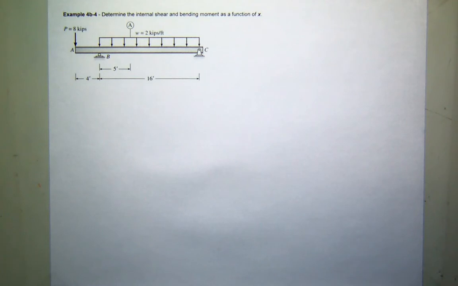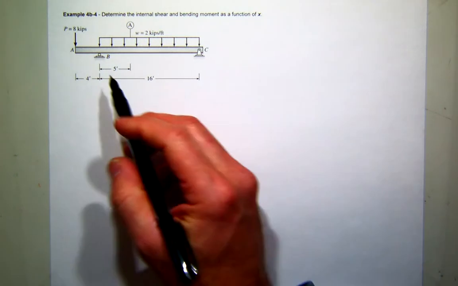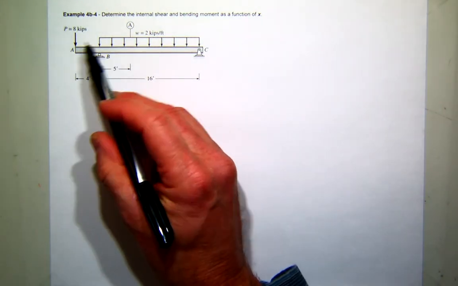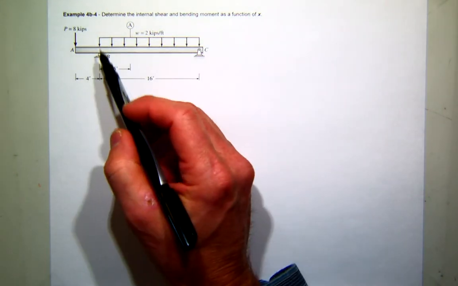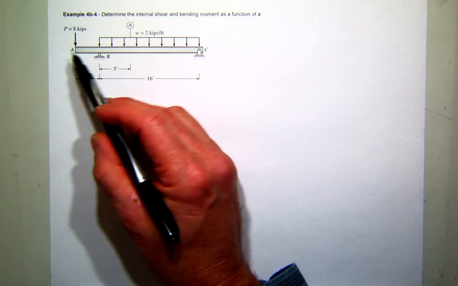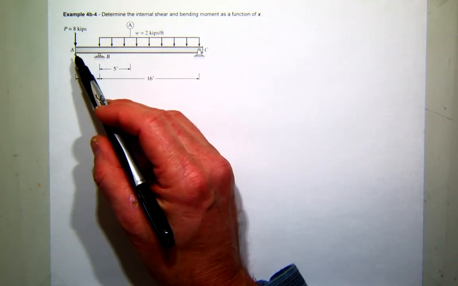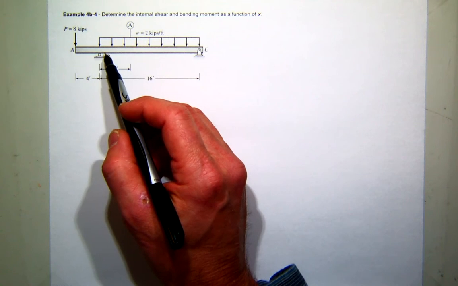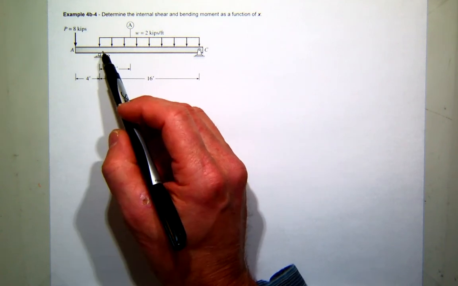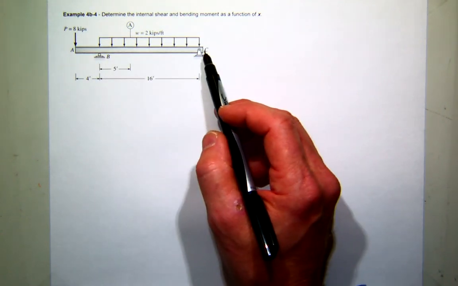Okay, so here's a problem that we've talked about a little bit before. We're going to write equations for shear force and bending moment. And in this particular case, because of the loading and the supports with the overhang, we're going to need a set of equations that are going to vary from 0 to 4, and then from 4 to, I guess that would be 20.